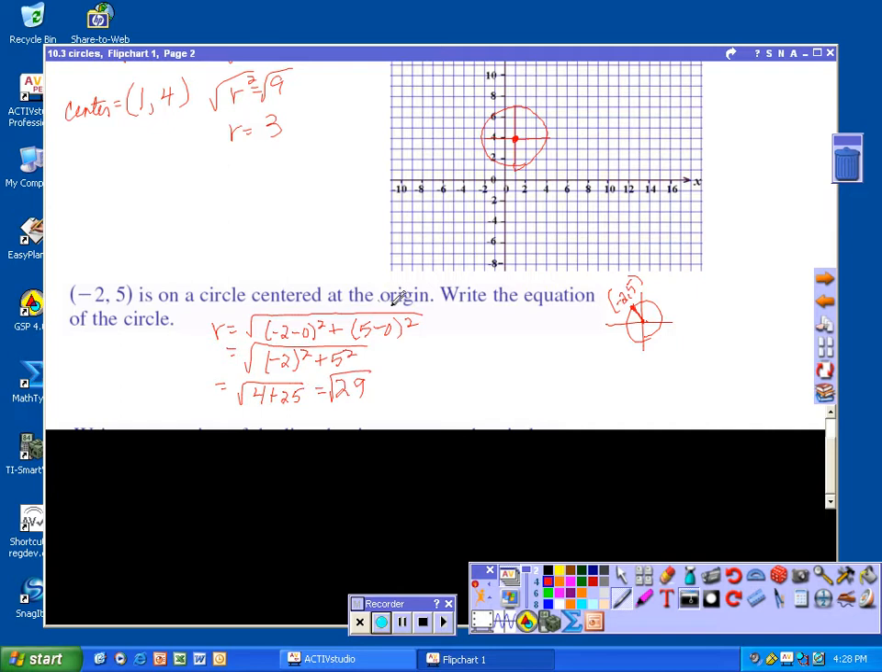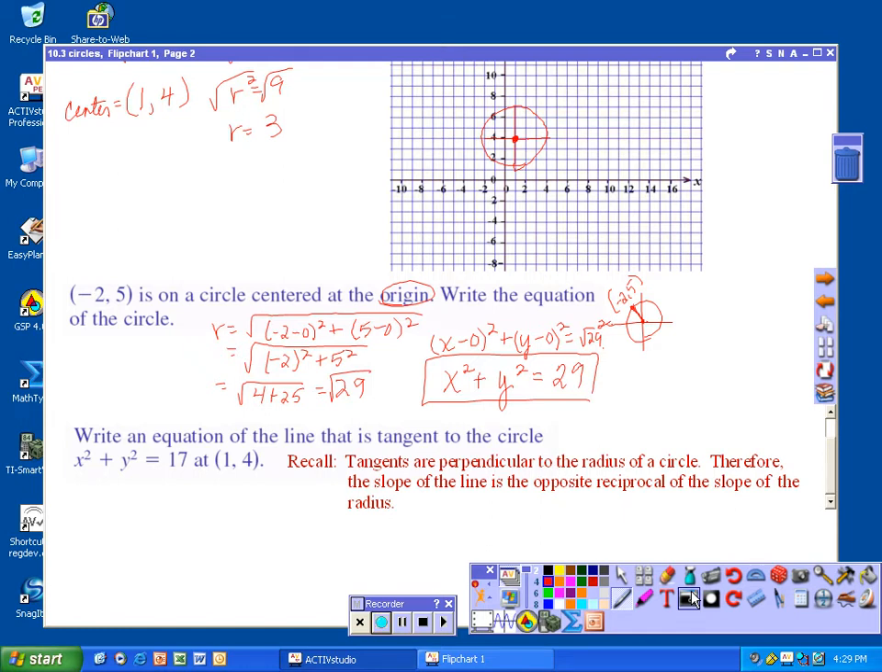They gave you the center as the origin, so putting it in my equation, it is (x minus 0) squared plus (y minus 0) squared equals (square root of 29) squared. x minus 0 is x squared. y minus 0 is y squared. The square root of 29 squared is 29. I've now generated the equation of a circle with a point on the circle, which does lead me naturally to my tangency.